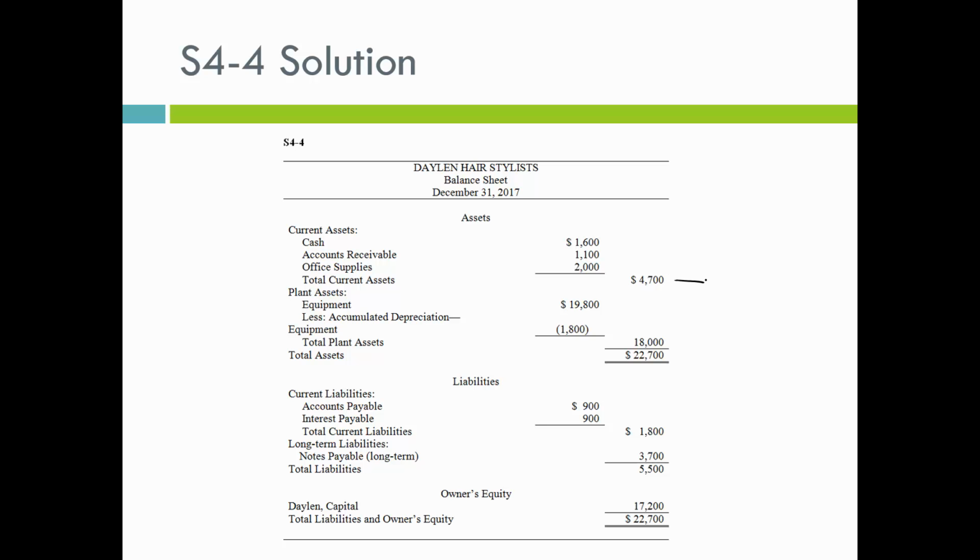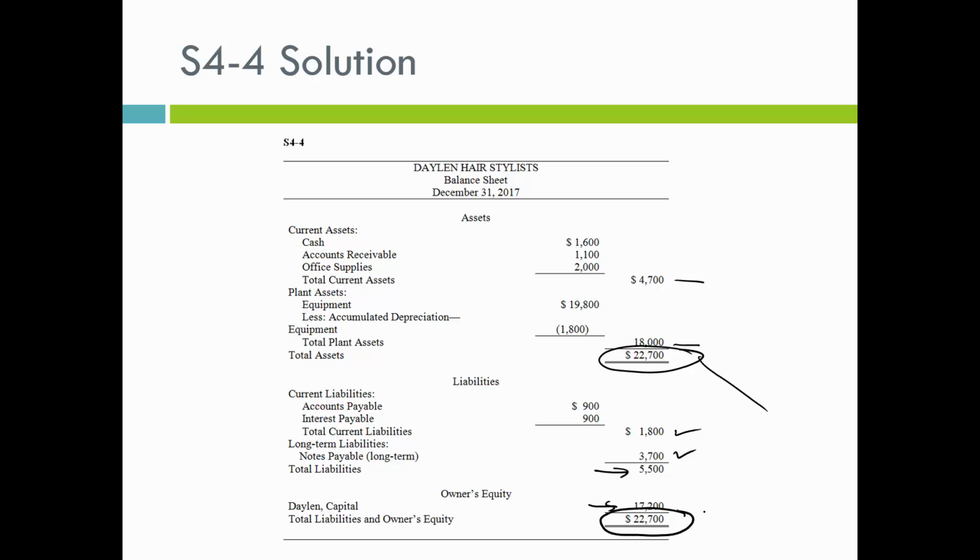So here's my total current assets. I have one plant asset minus the accumulated depreciation gives me my total plant assets here. So my total assets are 22.7. I have two current liabilities and I have one long-term liability. So my total liabilities are here. So this one and this one gives me total liabilities. And then here's my new owner's equity. So everything came off of the trial balance except for this one. Except for the capital, that came off the statement of owner's equity.